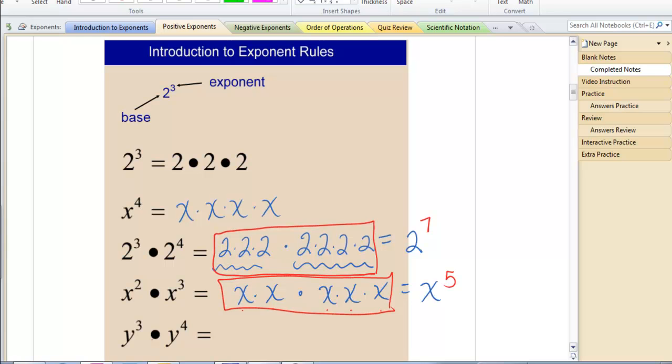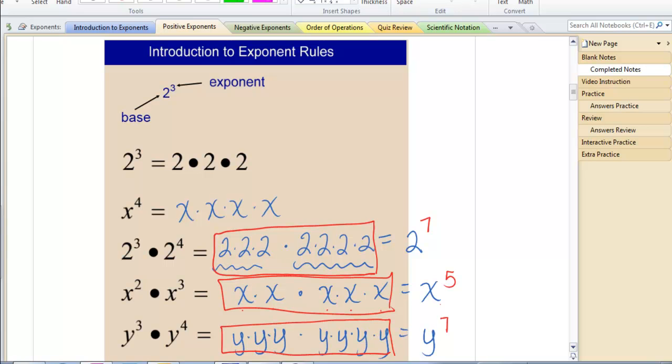Try the next one: y to the third times y to the fourth. What do you think that equals? Basically, you're looking at how many y's you have all together being multiplied. 1, 2, 3, 4, 5, 6, 7. We have 7 y's altogether being multiplied, so it's y to the 7th, because the exponent always tells you how many of your base you have being multiplied together.